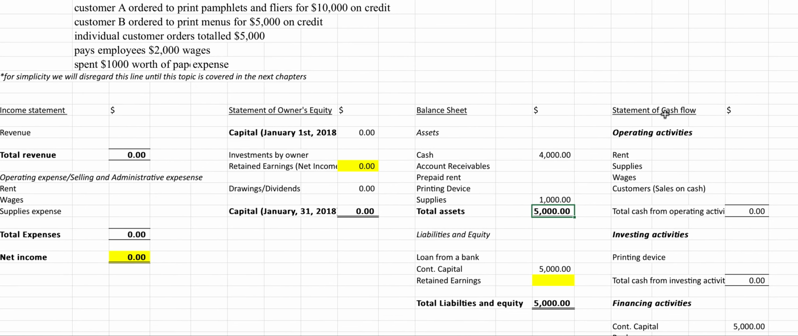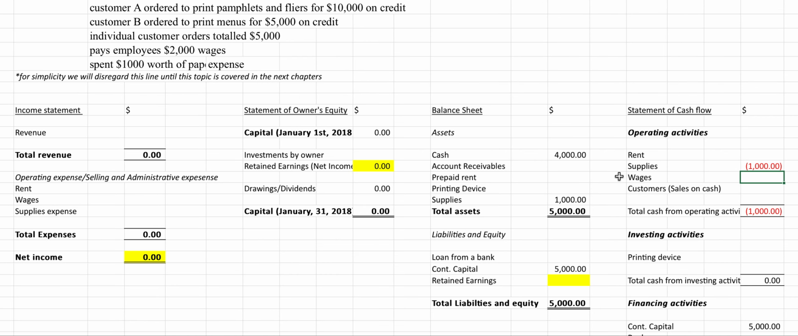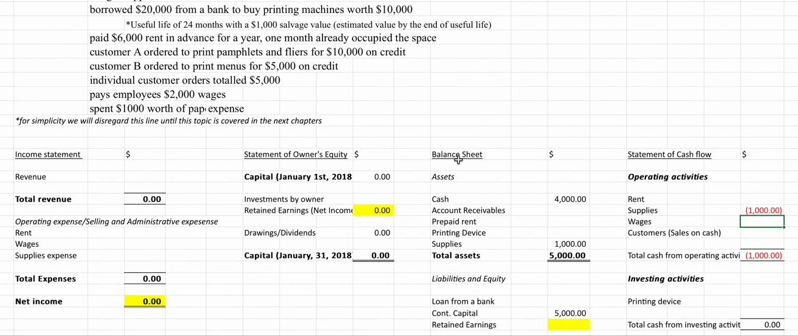And at the same time, in the statement of cash flow, we can say that in the operating activities, we had an outflow of cash, minus 1,000, for the supplies that we have purchased. So clearly here we have an outflow of cash. So again, we have an effect on two financial statements, the balance sheet and the statement of cash flow.